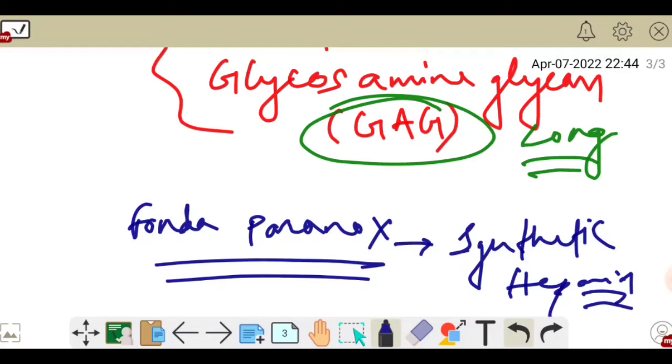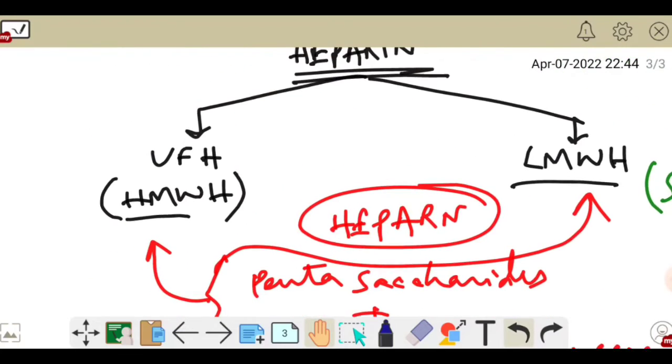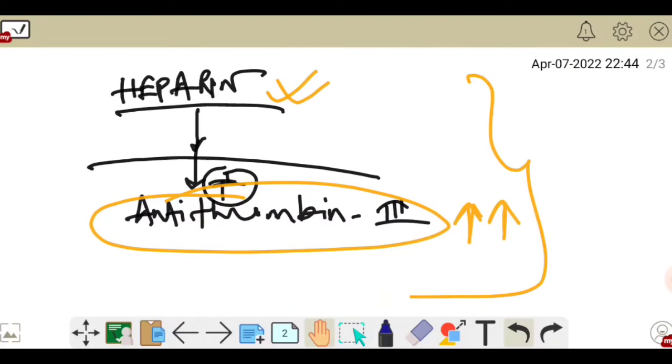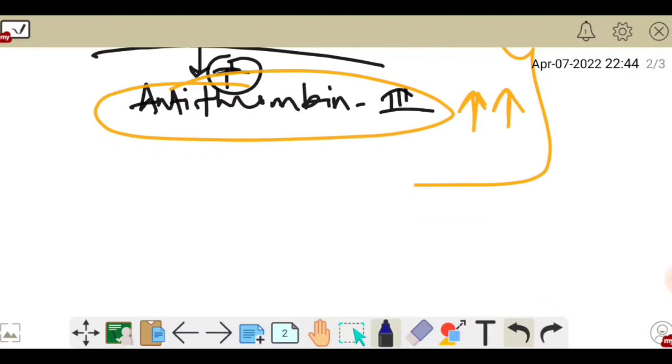Now there is a very interesting part you have to know. As I talked about in the previous part, heparin binds with antithrombin 3 to show its function. Now if in any patient there is a deficiency of antithrombin 3, then the heparin will not be able to function. This is a very interesting part. As antithrombin 3 is made, the liver actually synthesizes this protein.